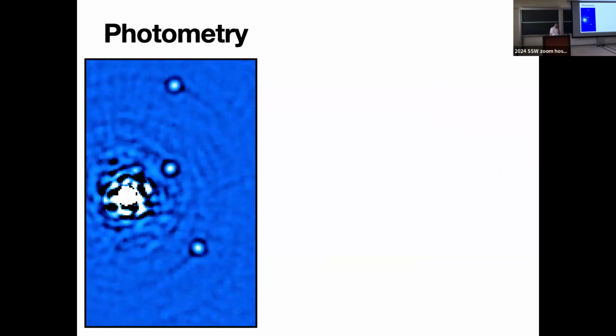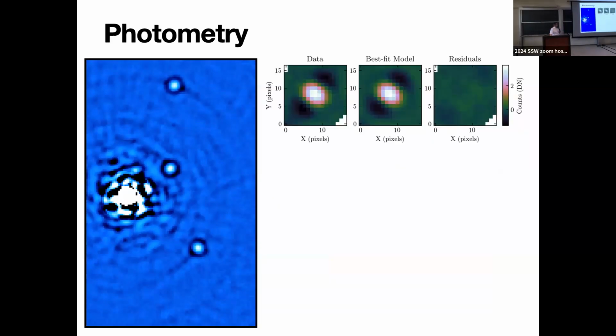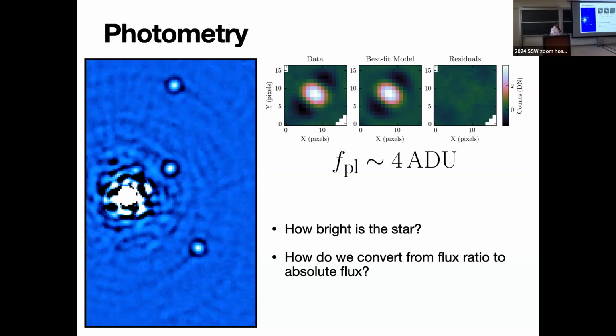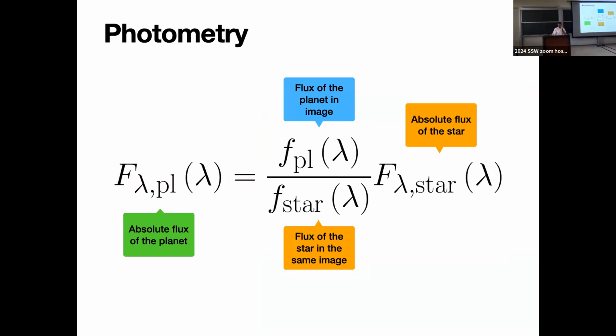For photometry, it's quite similar, right? So we can fit a model to our planet's PSF. We can measure it to reasonable precision, but again, the number we measure is actually quite arbitrary. So we have 4 data number or 4 ADU in this planet, but it's meaningless on its own. We need to know how bright the star is and how we can convert from the flux ratio to the absolute flux. And again, the relation is relatively straightforward, right? So we have the flux ratio between the planet and the star in the same image, which is critical, and the absolute flux of the star, and the product of those gives us the absolute flux of the planet.